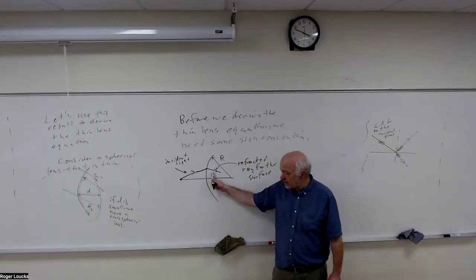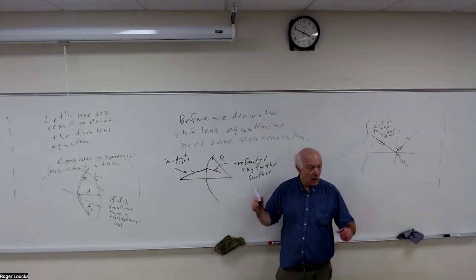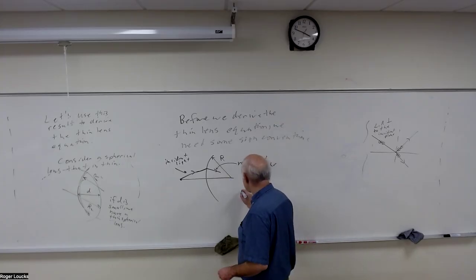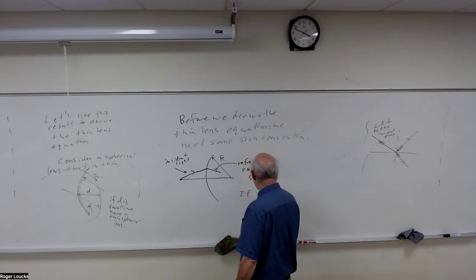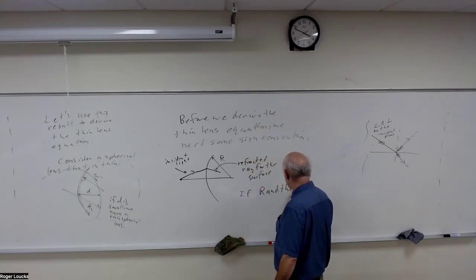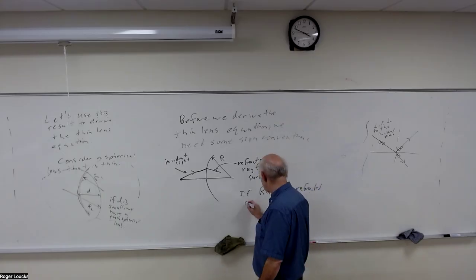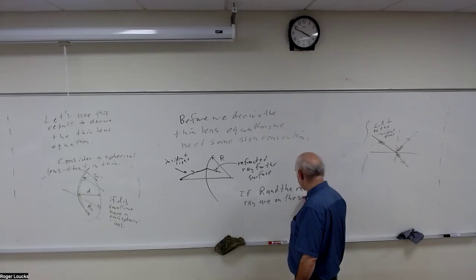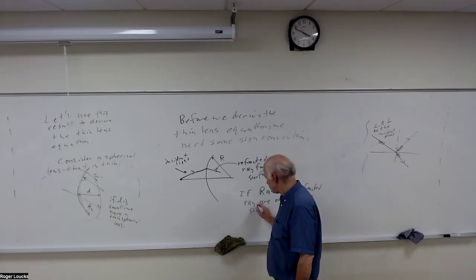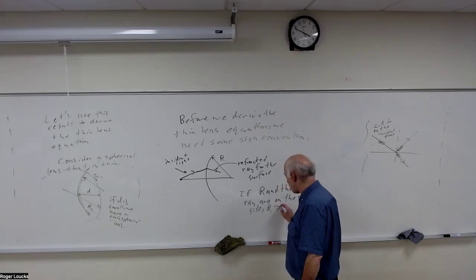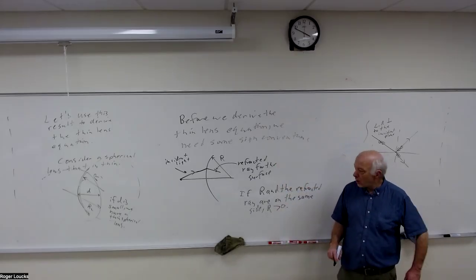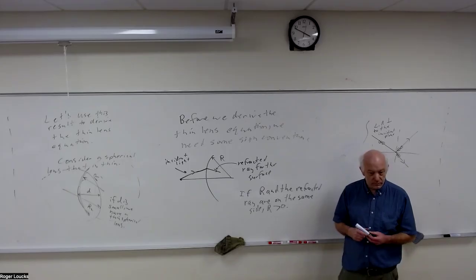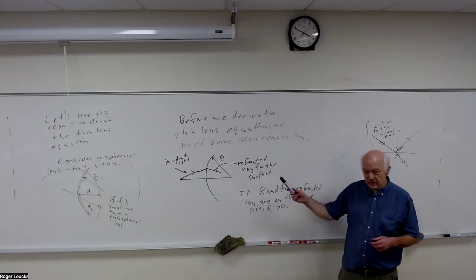If the refracted ray and R are on the same side, R is positive. R is your radius of curvature of the lens. I'm assuming on the opposite side R is negative, right? Yes. So this one here is going to be positive.